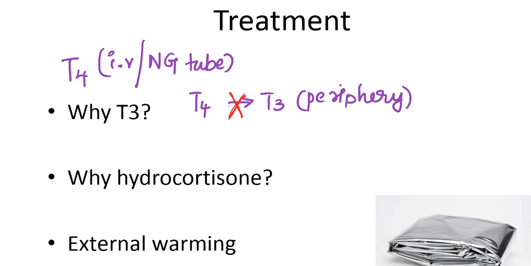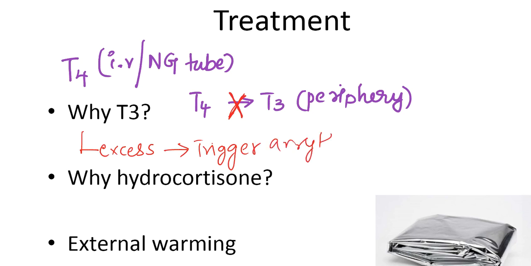But please make a note of this. If you give excess of T3 in the treatment, it can actually trigger arrhythmias. So that also has to be taken care of. It should not be given in high doses. Now, why does hydrocortisone have to be given in the treatment? T4 and T3 are okay because they are thyroid hormones. Then why hydrocortisone? Remember, patients with this myxedema coma usually have impaired adrenal reserve.